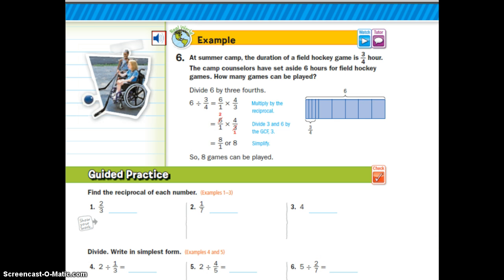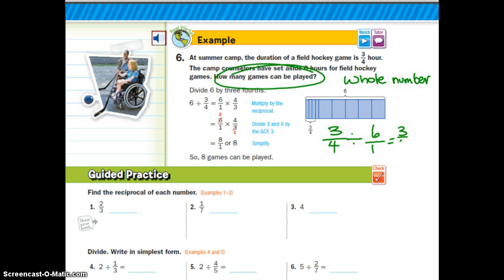Turn the page. At summer camp, the duration of the field hockey game is 3/4 of an hour. The camp counselor has set 6 hours aside. How many games can be played? Okay, when I see a word problem like this, I know that my answer has to be a whole number. So that's very important. So if I set it up incorrectly, so if I just said, oh, let's read it left to right and set it up. 3/4 into means I have to divide by 6, and then I copy dot flop, 3/4 times 1 over 6, oh, that goes into it 2 times. I would get 1/8.